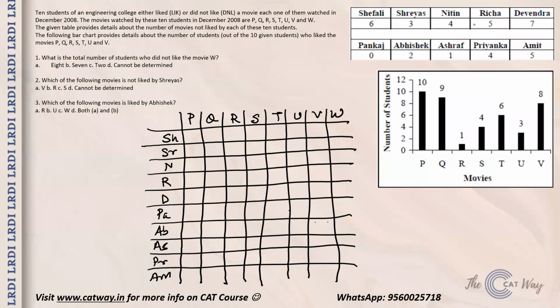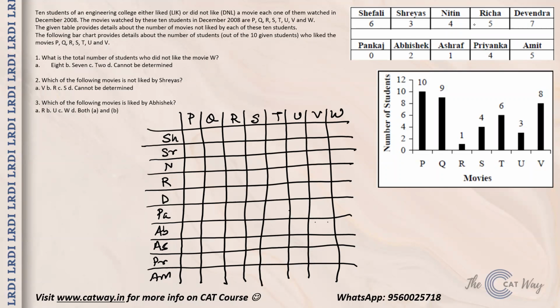Now guys, what we have is that there are 10 students of an engineering college who either liked or did not like a movie, and each of them watched in December 2008. So there are 10 students and 8 movies. Some of them liked the movie, some of them did not. The movies watched by these students in 2008 are P, Q, R, S, T, U, V and W.